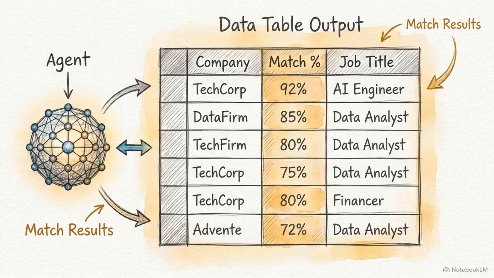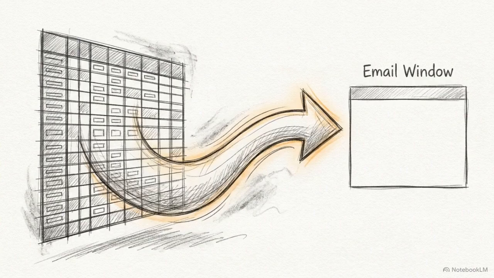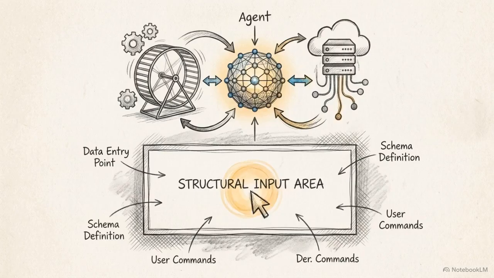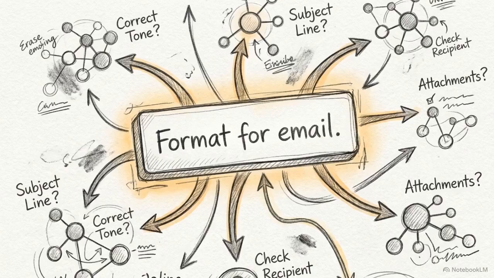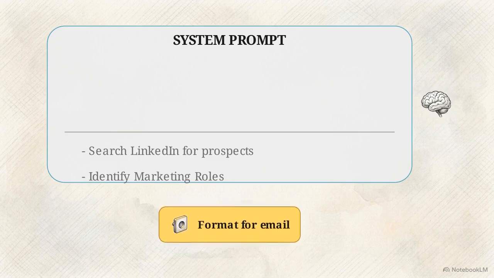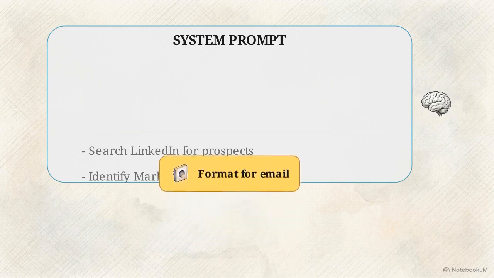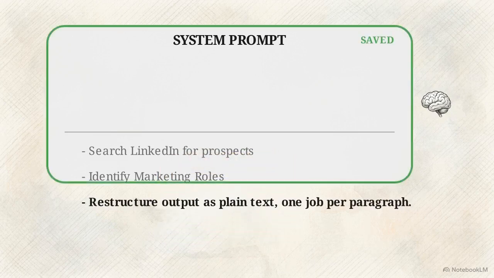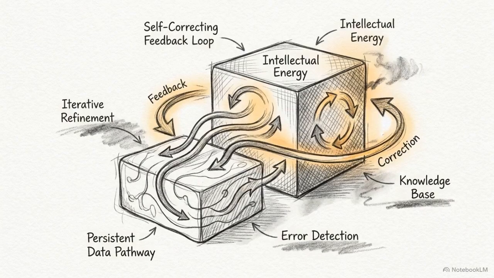When the agent finishes, the output is accurate, but it is formatted as a complex markdown table. I need plain text to easily copy it into my email client. To fix this, I simply tell the agent in the chat to restructure the output as plain text, with 1 job per paragraph. The agent processes that feedback and updates its own system prompt. It bakes that formatting rule into its permanent instructions for the next run. You work with the agent conversationally until it behaves exactly how you want.